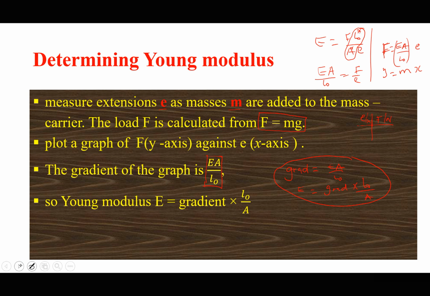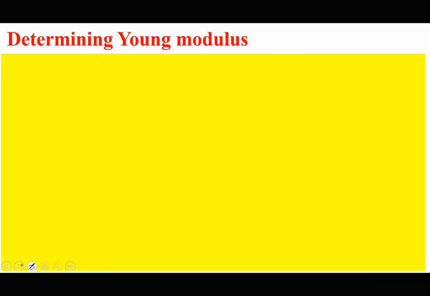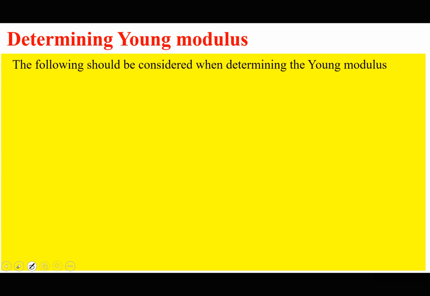But we need to note a few things when obtaining the Young modulus from that experiment. You can carry out that experiment in your school laboratory, maybe for copper wires, but they should be extremely thin. You should consider the following when carrying out that experiment. So the following should be considered when determining the Young modulus.